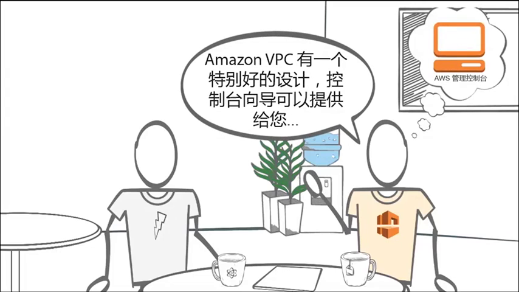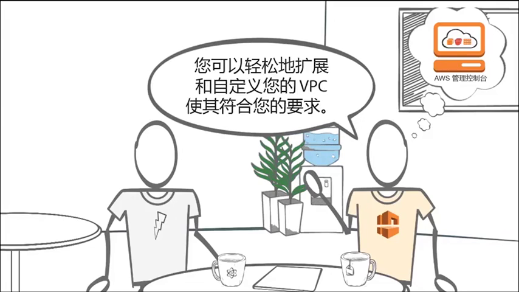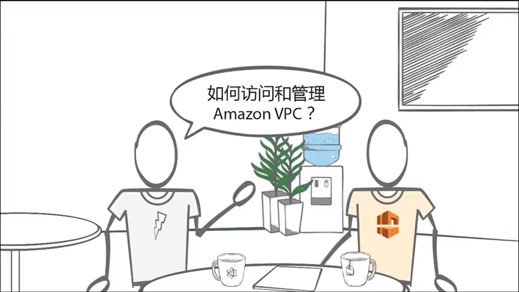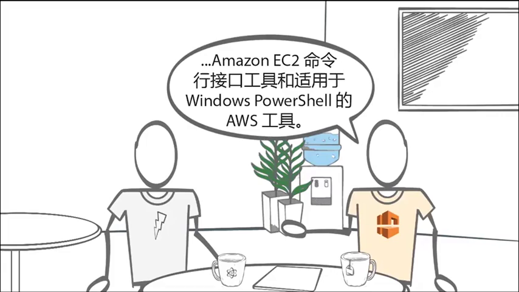One nice thing about Amazon VPC is the console wizard provides you with 4 templates that can be used as a starting point. You can easily extend and customize your VPC to meet your requirements. How do I access and manage my Amazon VPC? There are a number of options: the Amazon VPC console, the AWS command line interface, Amazon EC2 command line interface tools, and AWS tools for Windows PowerShell.